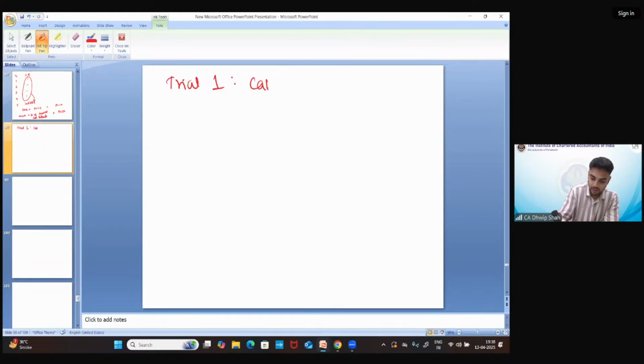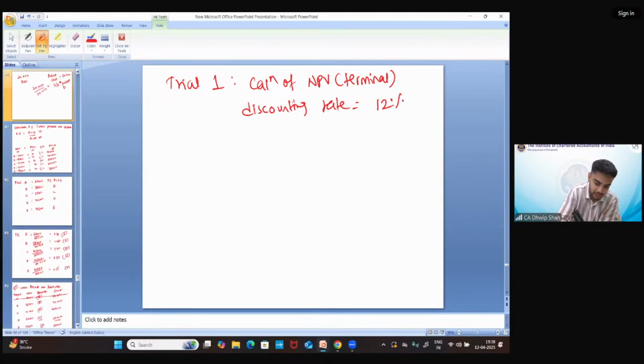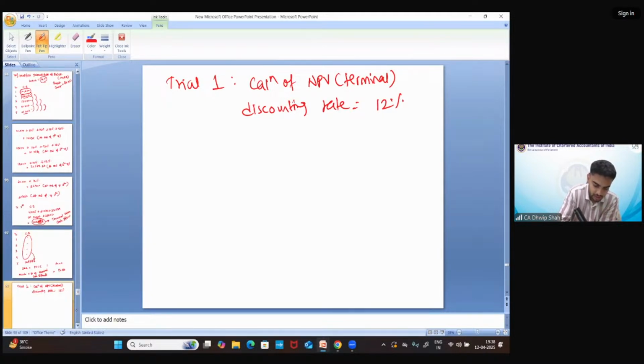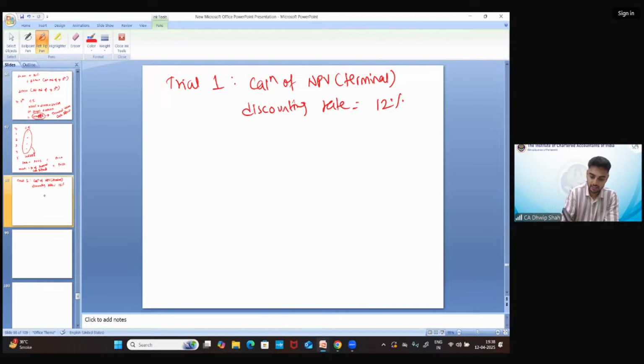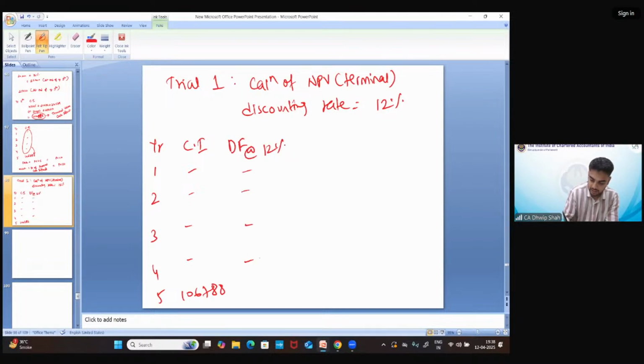Trial one. Calculation of NPV, or rather I would say terminal NPV, when discounting rate is 12%. Sir, why did we take 12%? Because in our trial one, we will start with the reinvestment rate. Here the reinvestment rate is given as 12%. So start trial one with that. Are you getting this? So again, we will prepare a table 1, 2, 3, 4, 5. Cash inflow nil, nil, nil, nil, 106,788. Discounting factor at 12%. We are not concerned with the earlier years. Tell me, discounting factor 12% for year 5. It is nothing but 1 divided by 1.12 raised to 5.